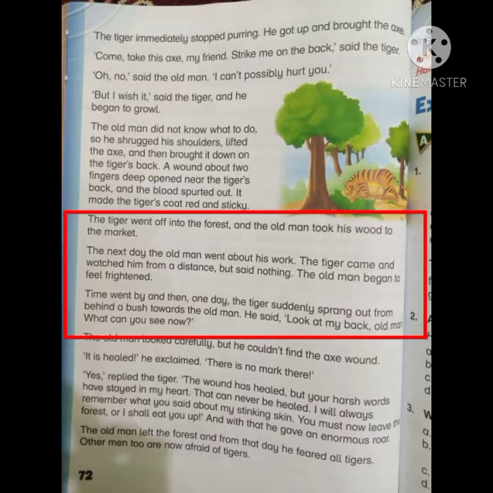The tiger went off into the forest and the old man took his wood to the market. The next day the old man went about his work. The tiger came and watched him from a distance but said nothing. The old man began to feel frightened.